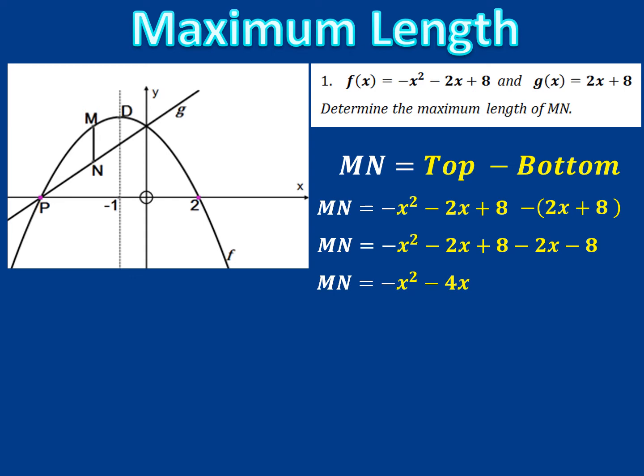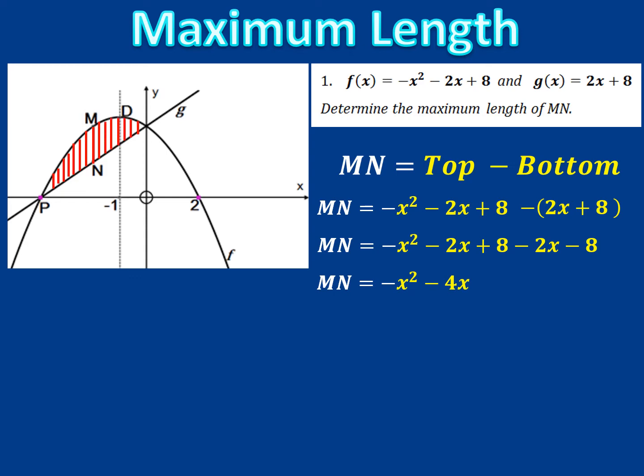Remember, we're not allowed to do anything to this equation. At this point, we now need to have a look at what we're really trying to determine. We're trying to determine the distance of MN. Now that equation represents all these little distances between the two graphs, indicated by red on the sketch.